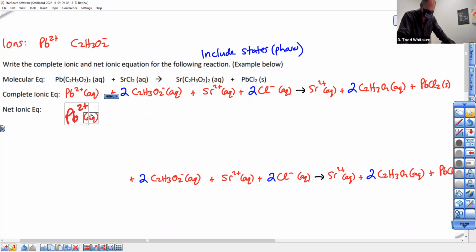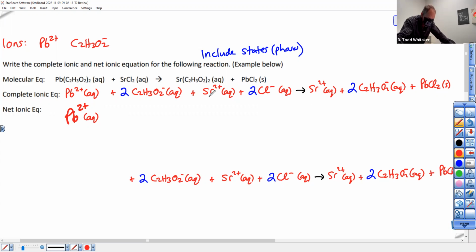Acetate did not change, although I made a mistake and it looks like it changed because it looks like the anion lost its charge. That is a mistake. It did not lose its charge. I forgot that minus. Is there a change from here to here? No, I do not include this in the net ionic equation. It did not change.